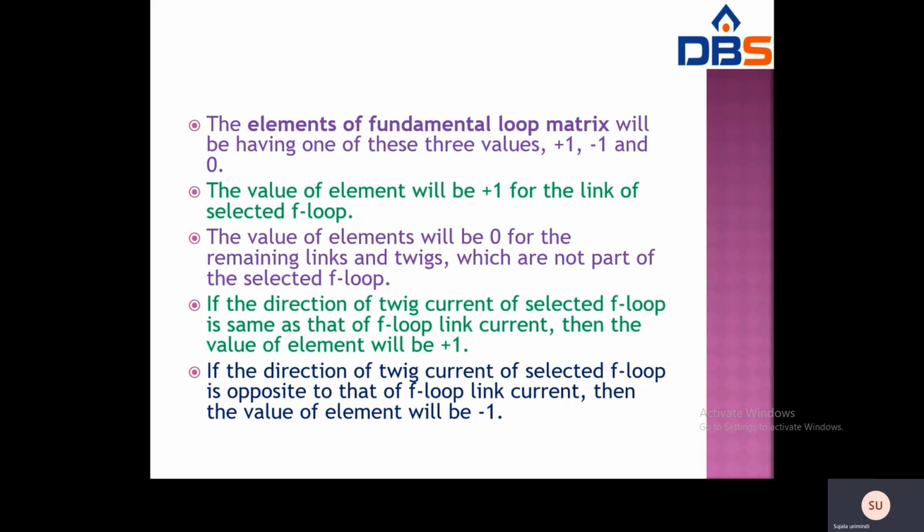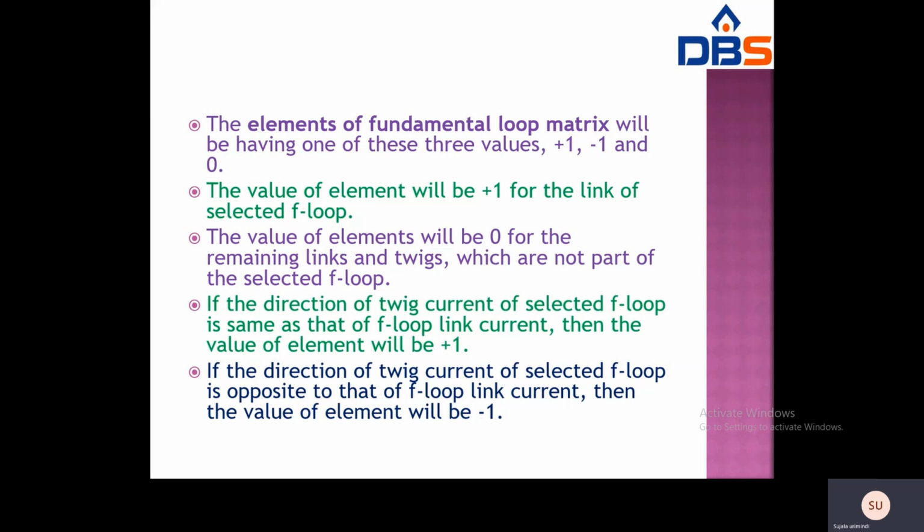If the value of the element is positive, then the link direction and loop direction start from the link, for the link of the selected f-loop. The value of the elements will be 0 for the remaining links and twigs. Twigs are the branches of the tree, and links are the chords. A tree does not form a closed path, but it touches all the nodes. The branches that form the tree are twigs, and the rest are links.